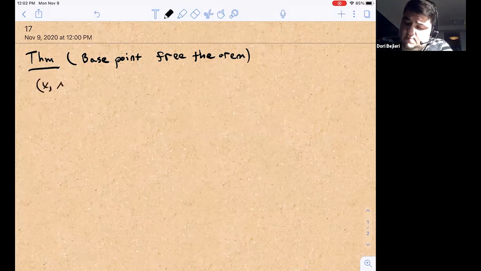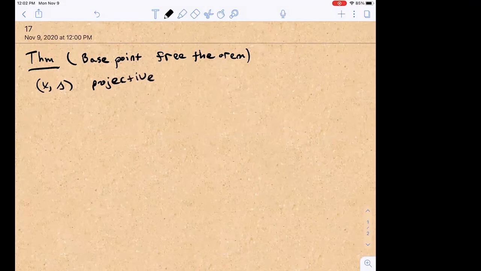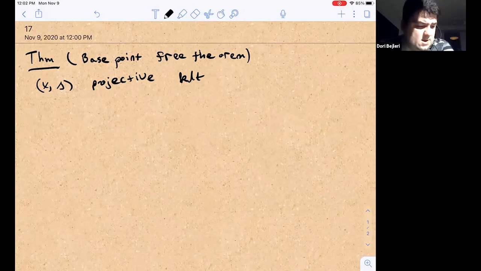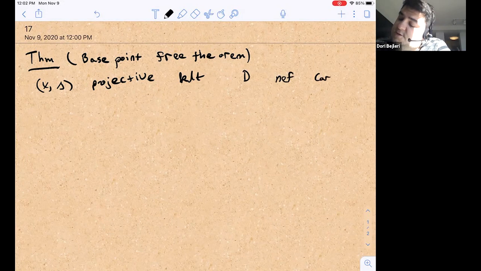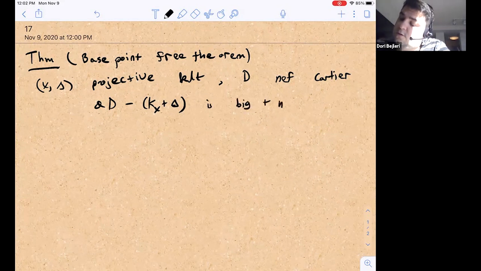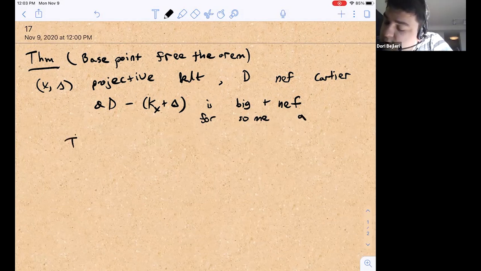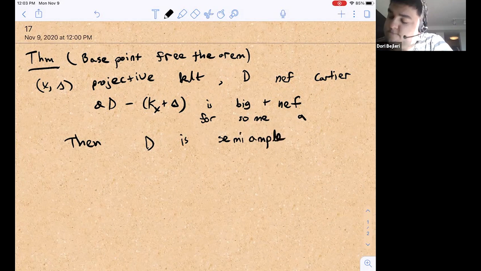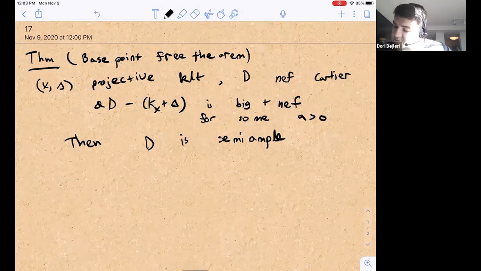So if (X, Δ) is projective KLT, and D is a nef Cartier divisor with the property that aD − (K_X + Δ) is big and nef for some a, then D is semi-ample, meaning that some large enough multiple is base point free. And then last time we showed that the non-vanishing theorem implied base point free.